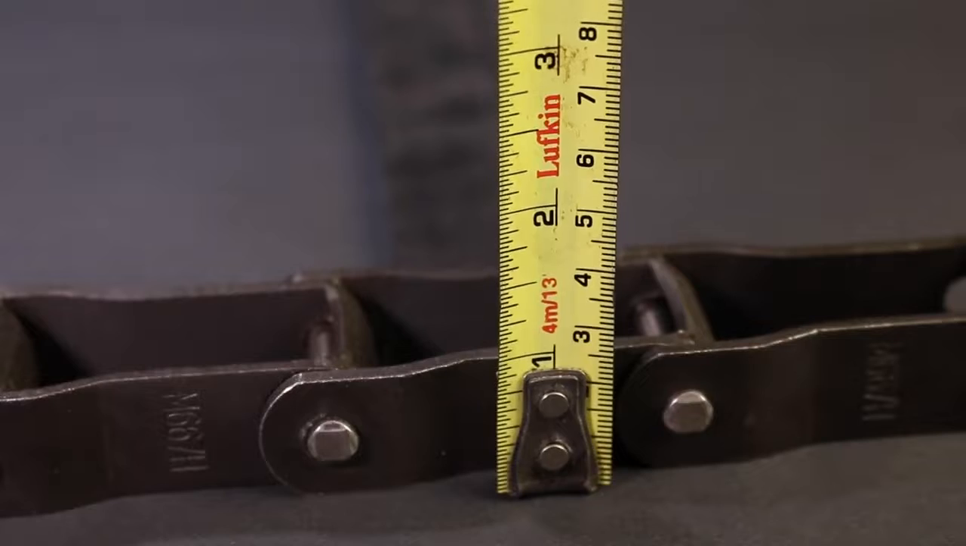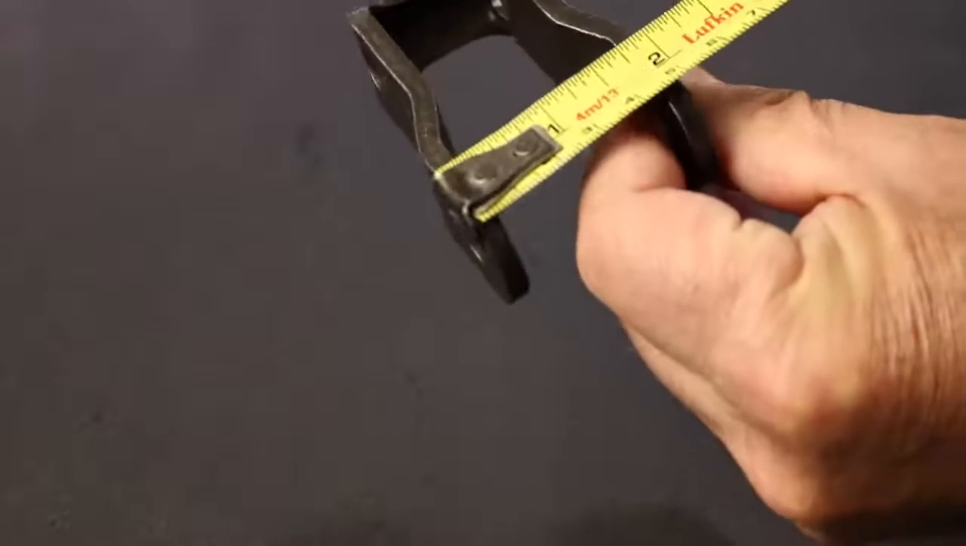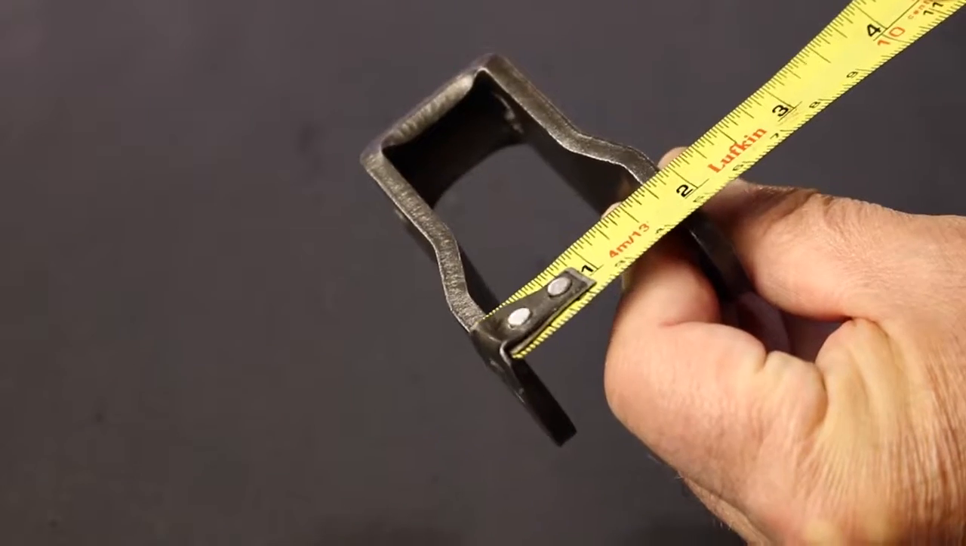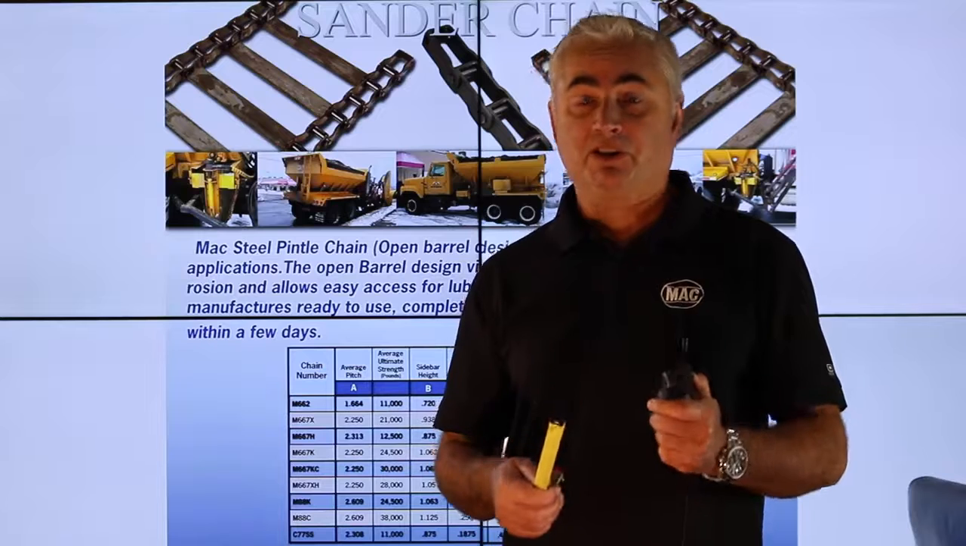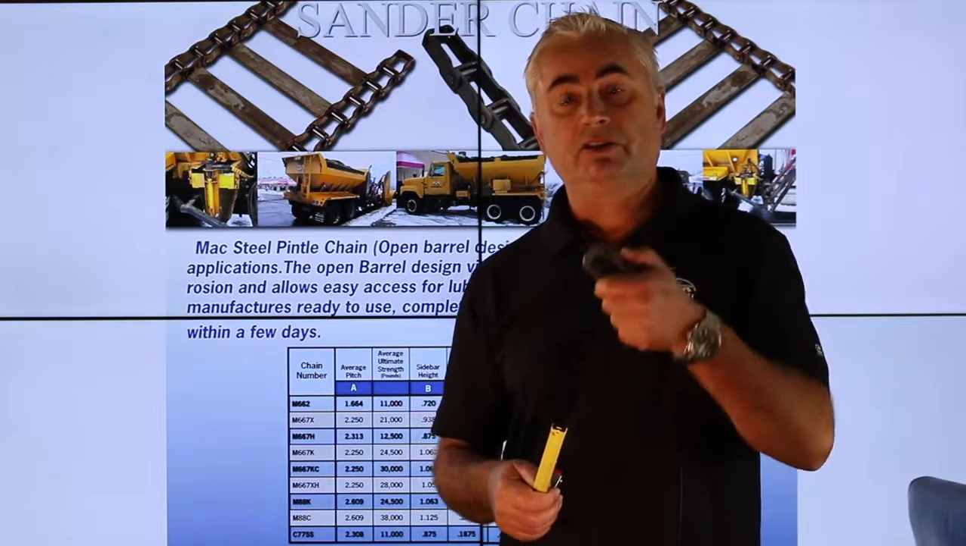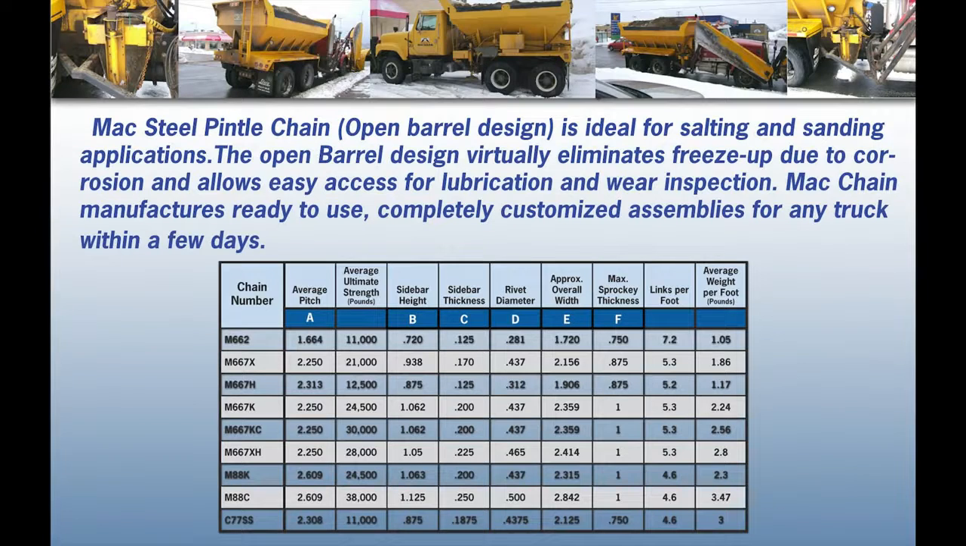Then measure outside to outside on the narrow end of the link, and then measure outside to outside on the wide end of the link. With those dimensions and a copy of our chain ordering guide, you should be able to determine the correct link size of your chain.